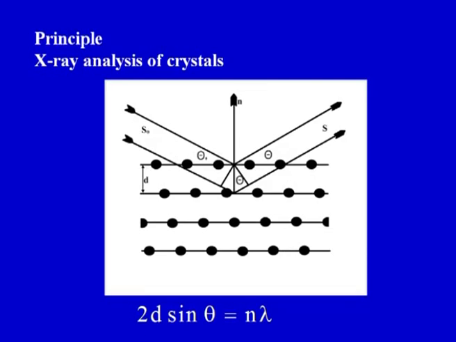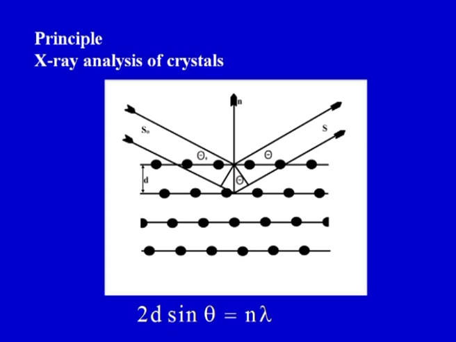The basic principle on which X-ray analysis or X-ray crystallography works is Bragg's law. If we consider the crystal here, the molecules, or you can say atoms, are arranged in different planes. These are diffraction planes, and this is the distance between two diffracting planes.